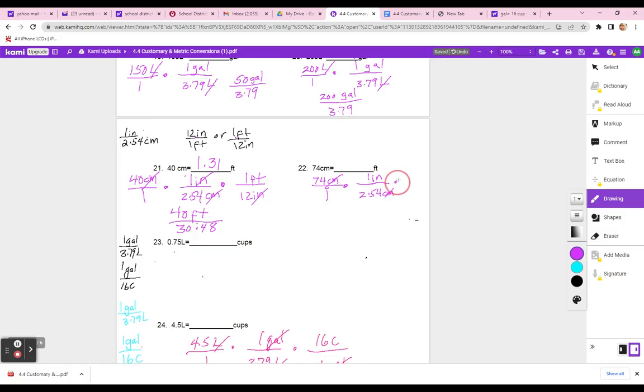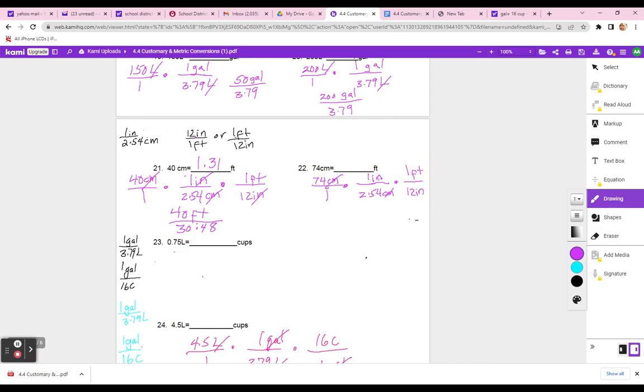But I don't want it in inches. I want it in feet. So I need another conversion factor to help me convert it to feet. So I want the inches to divide out. So we're going to use this one again, because inches is on the bottom. Remember, whatever you want to divide out, they have to appear on opposite sides. So 12 inches is 1 foot.